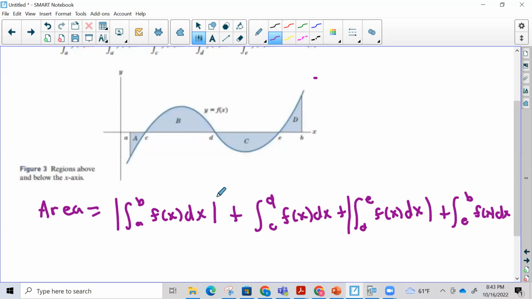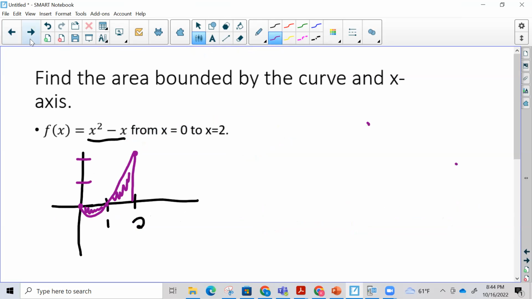So what we're going to do if our curve goes both below and above the x-axis in the region we want, we're going to find the x-intercepts, which is where it crosses the x-axis, and we're going to separate our function and take the definite integral from the start to the first x-intercept, then between the x-intercepts, and then from the last x-intercept to the end of our interval. And then we will take the absolute value of any of the negative regions and add them all together. So let's look at an example.